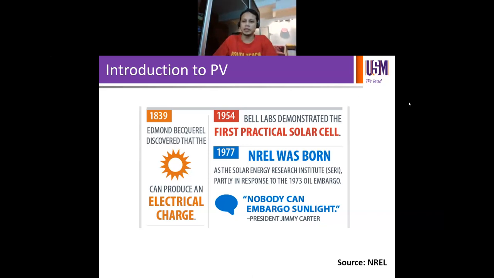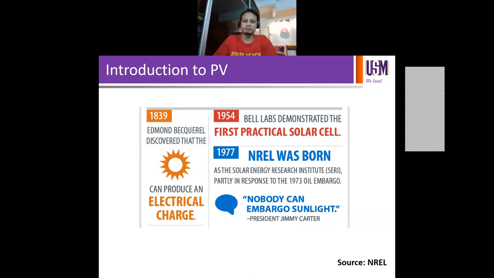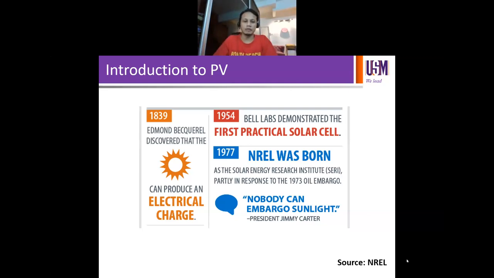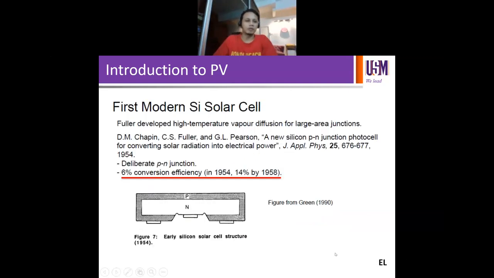So we cannot embargo the sunlight. It will always be there for us to take advantage from. Okay, the first modern silicon solar cell back in 1954 generated 6% conversion efficiency. You can see the journal published there back in 1954 in Journal of Applied Physics by Chapin, Fuller, and Pearson, entitled "A New Silicon PN Junction Photocell for Converting Solar Radiation into Electrical Power."